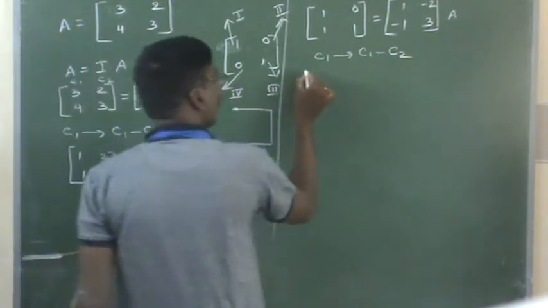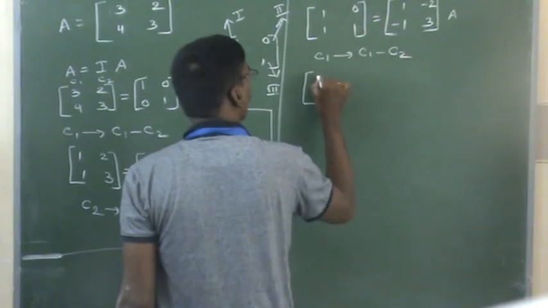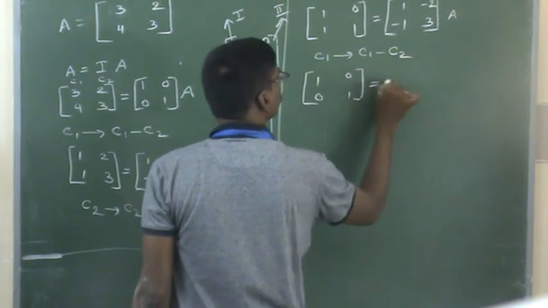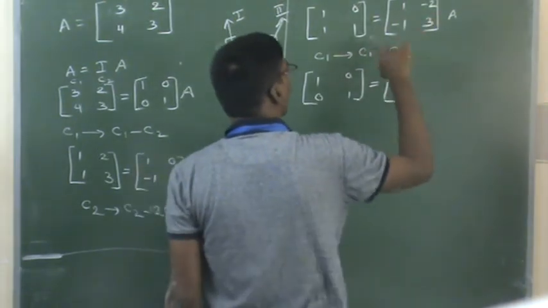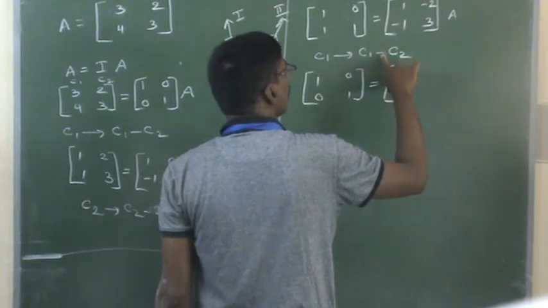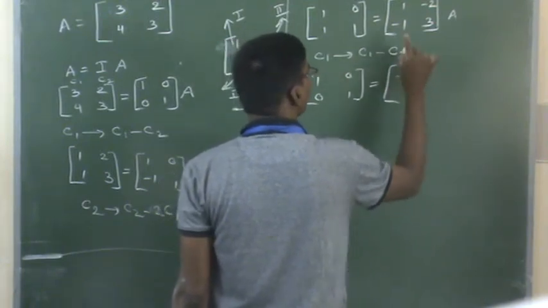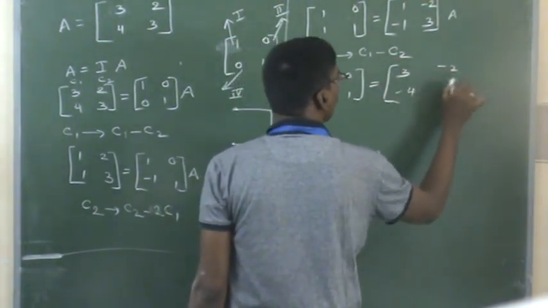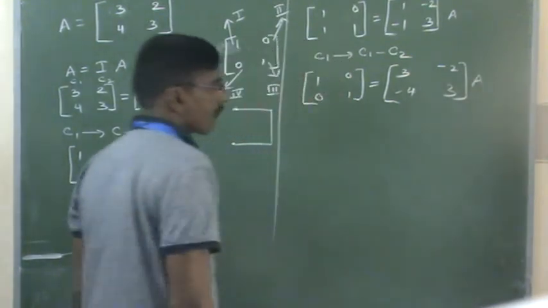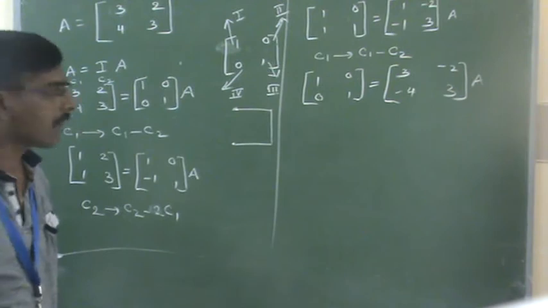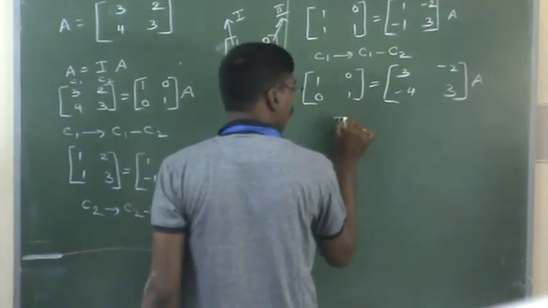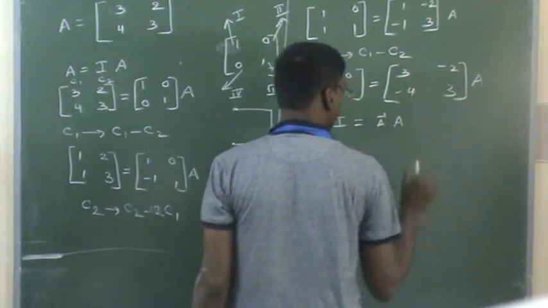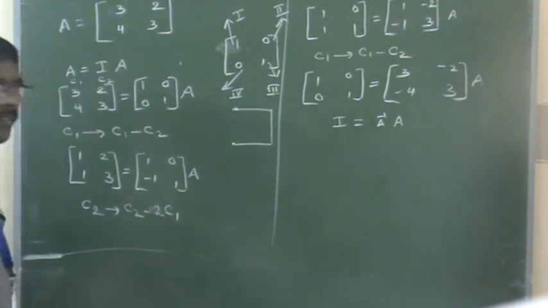We do the replacement of C1: 1 minus 0, 1; 1 minus 1, 0. C2 has no change: 0, 1 written as it is. Then 1 minus 0, 1; minus 2, 1 plus 2, 3; minus 1, minus 3, minus 4. So minus 2, 3 written as it is, into A. Calculation should be very proper to understand the concepts. So the left hand side matrix, capital I, is equal to A inverse into A.